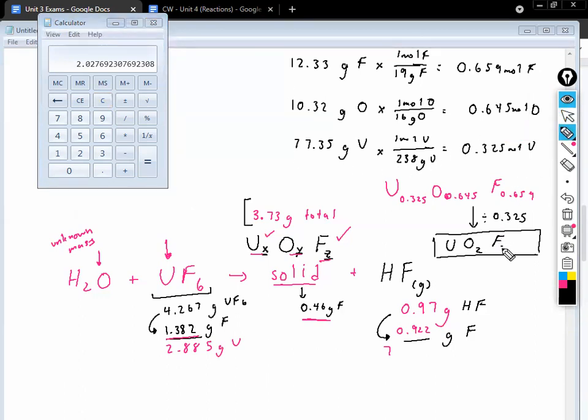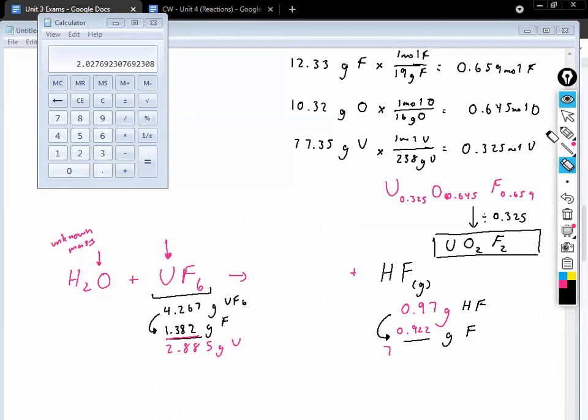And so there you go. We finally have the empirical formula of your solid. So what we can do now, we can erase all this ugly stuff and finally replace the solid with UO2F2.